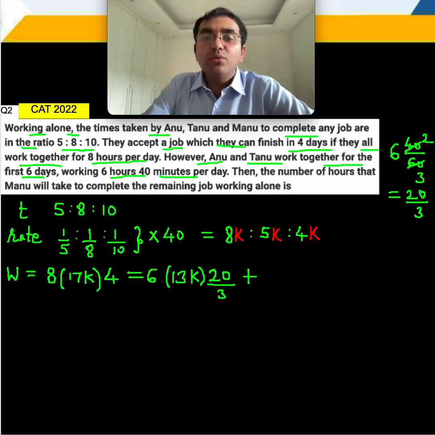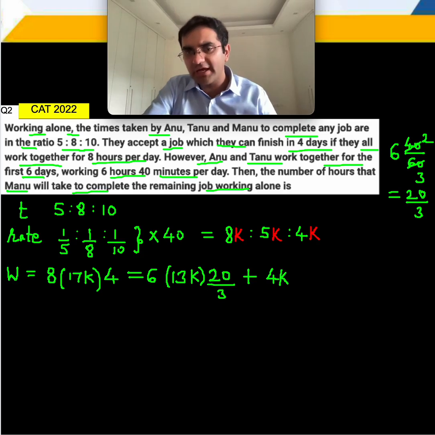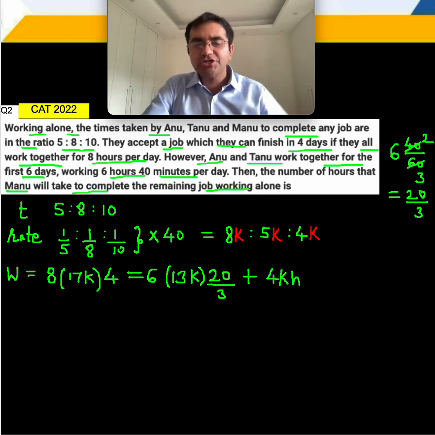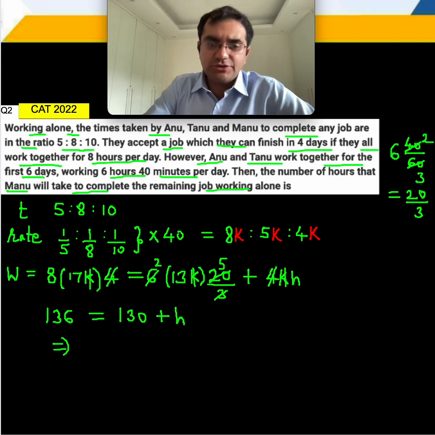Who did the remaining work? Manu. Manu did the remaining work in how many hours? Manu का efficiency is 4K. Hours ले लो H, K cancel हो जाएगा. पहले 4 cancel करते हैं. 4 से गया 5 times and 4 is gone. 3 से गया 2 times, K cancel किया. Now we solve. This is 136 is equal to 130 plus H. So H का value 6 आ गया. 6 is the right answer for question number 2.